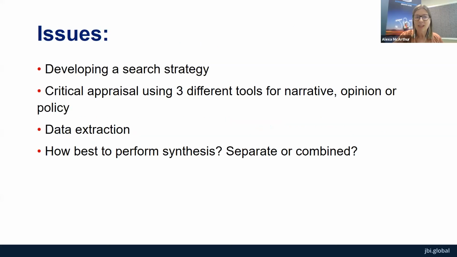So as a group, some of the issues we were trying to deal with were developing a search strategy for the different types of text. We were looking at further development of different critical appraisal tools for various types of text and opinion, so narrative, opinion or policy, issues around how we would actually perform textual data extraction, and then also issues with how best to perform the synthesis, whether we should leave them separate or combine them. And we undertook a worked example to test each stage and identify further issues.